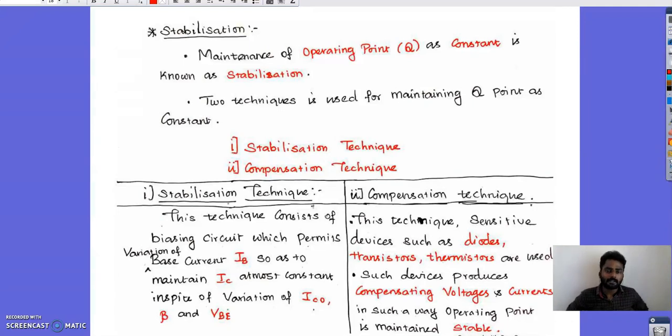Coming to the compensation technique, this technique uses very sensitive devices such as diodes, transistors, thermistors, etc. Such devices produce compensating voltages and compensating currents in such a way that the operating point is maintained stable. So these two techniques are used for maintaining the operating point as a constant value.